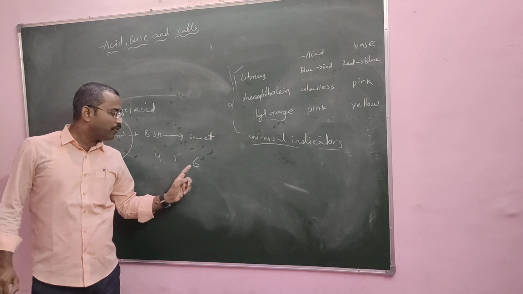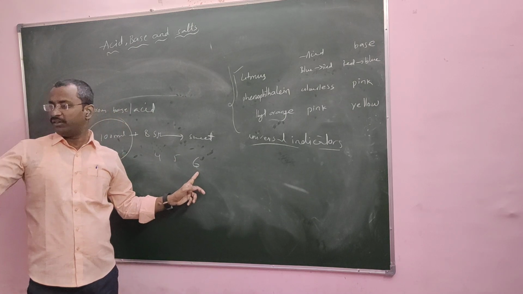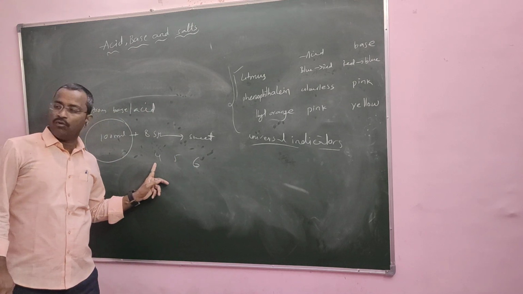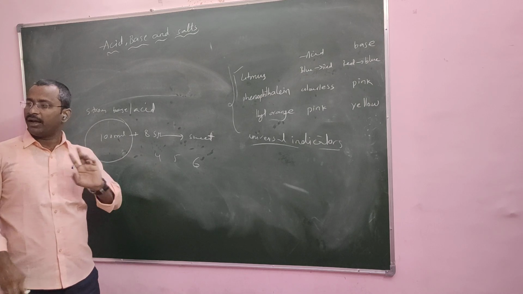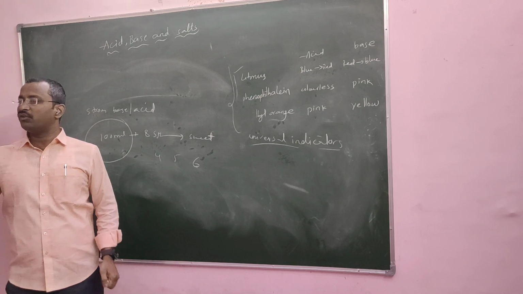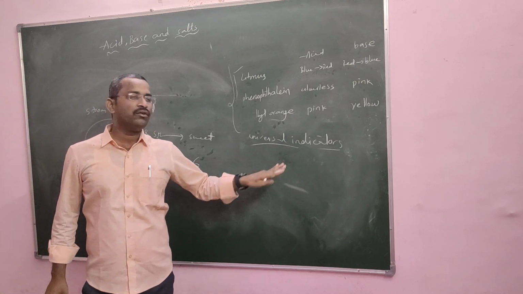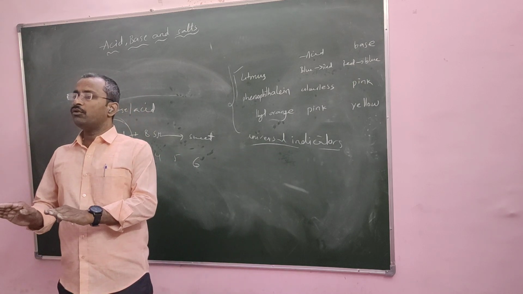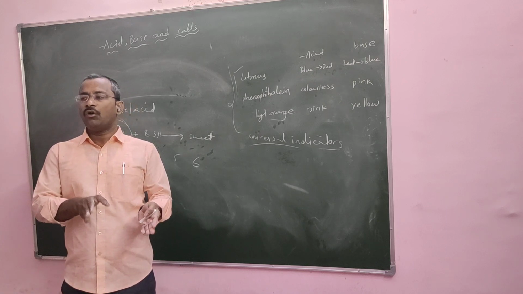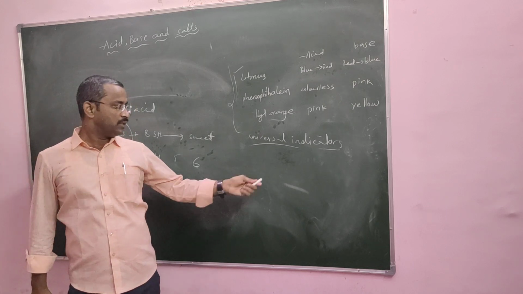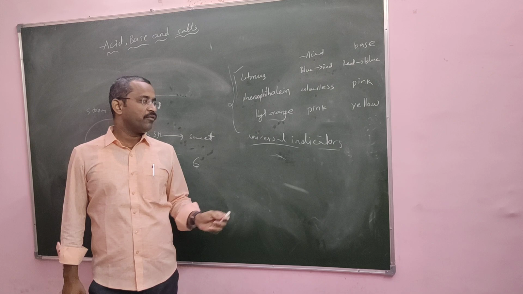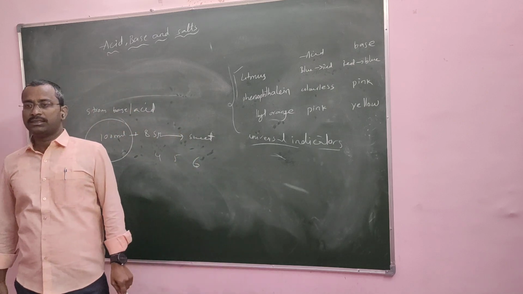If the pH value of an acid is 6, it will produce one color. If the pH value of an acid is 4, the color will also change. So according to the strength of the acid or base, the colors will change. That is the reason it is called a universal indicator. It is used to test either a substance or a liquid. So these are the things in the first part of your acid, base and salt.